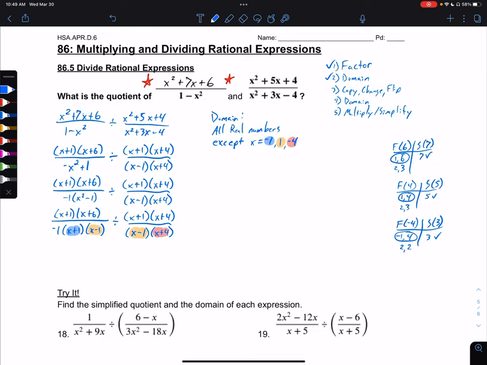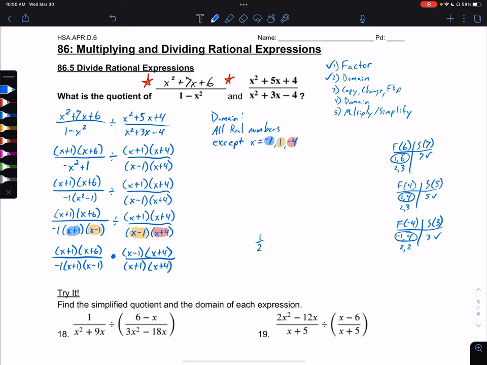Now that we've fully factored things and we've checked for our domain, the first two steps are out of the way, we can go on to the third step where we copy, change, and flip. So we're going to turn this into a multiplication problem. And this first fraction is going to stay the same. We're going to copy that. And then my second fraction, the division is going to turn into a multiplication problem. And my denominator is going to become the new numerator. And the numerator will become the new denominator.